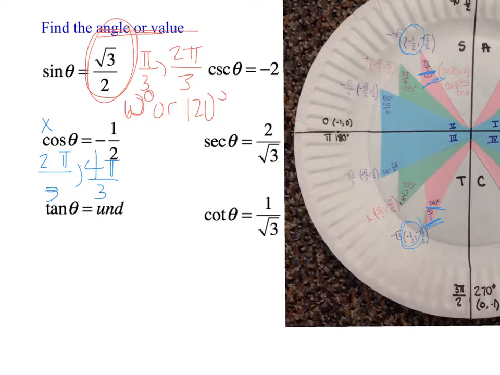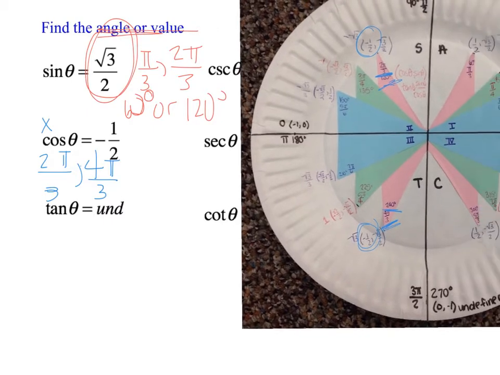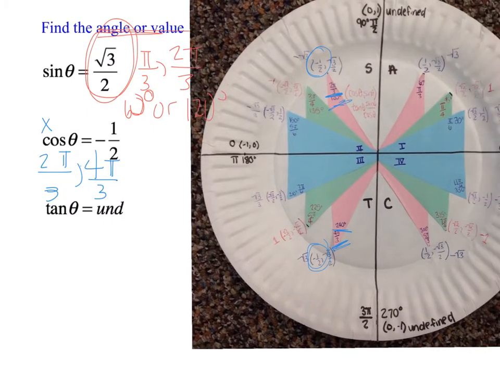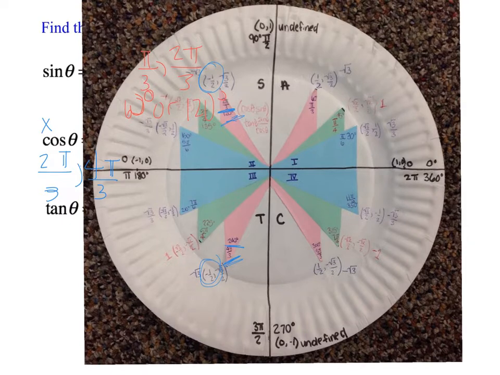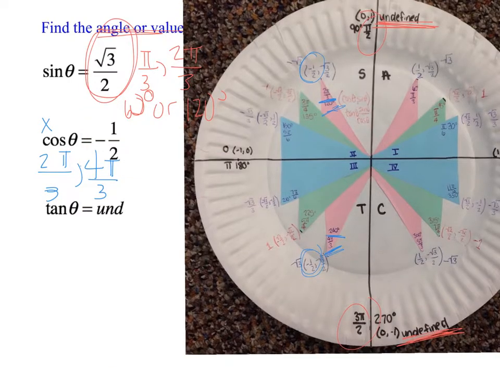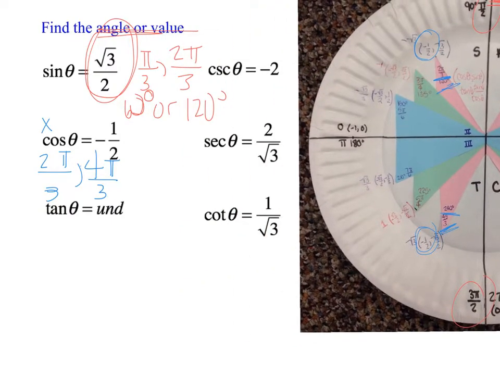The next says, where is the tangent of theta undefined? So I want to know all the places where my tangent value is undefined. So I'll go back over here, and undefined shows up at the top at pi over 2, and down at the bottom for tangent at 3 pi over 2. So that's what I would put for my tangent.